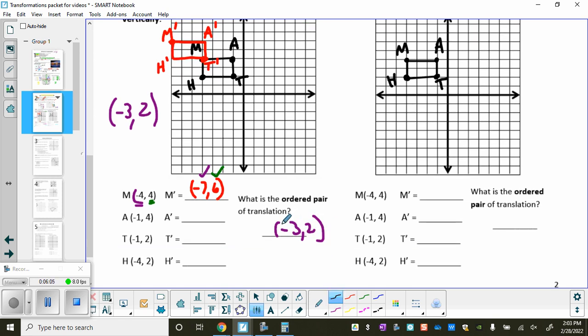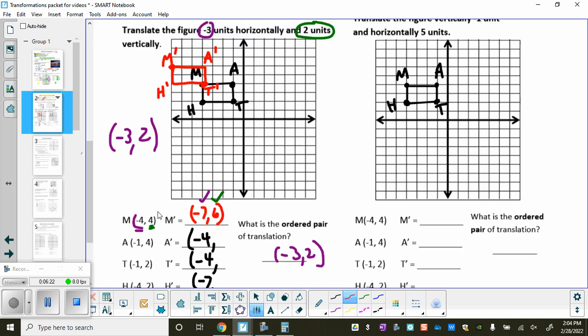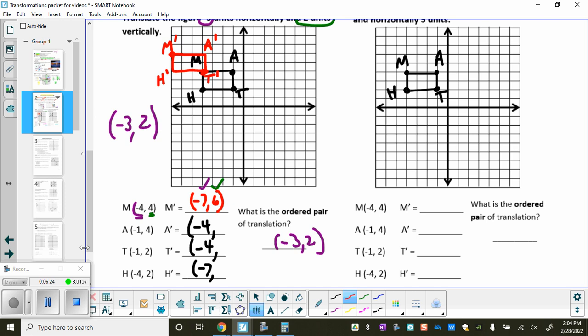So if I'm going to take away 3 from every X value, negative 1 take away 3 is negative 4. And on the x-axis, if this moves back 3, negative 4 minus 3 is negative 7. All right, and on the y-axis, we said that it's going to move up 2. So this moves up 2 to a 6. This moves up 2 to a 4. And this moves up 2 to a 4.